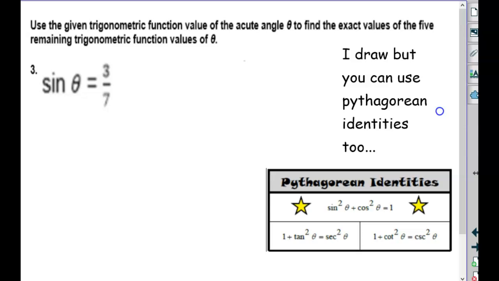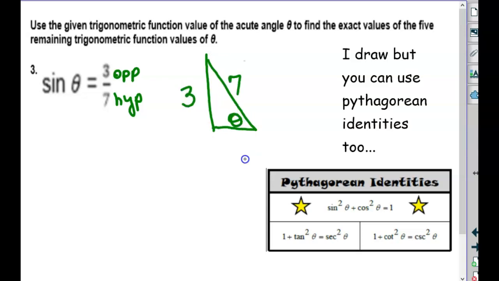We'll try one more. Number 3 says use the given one to find the other two. So you could say this is opposite and hypotenuse and work from there. I always draw the triangle because it helps me. So I've decided where I'm going to put my angle, and then I have 3 and 7, and my triangle's not drawn proportionally, I can tell already, but it doesn't matter.